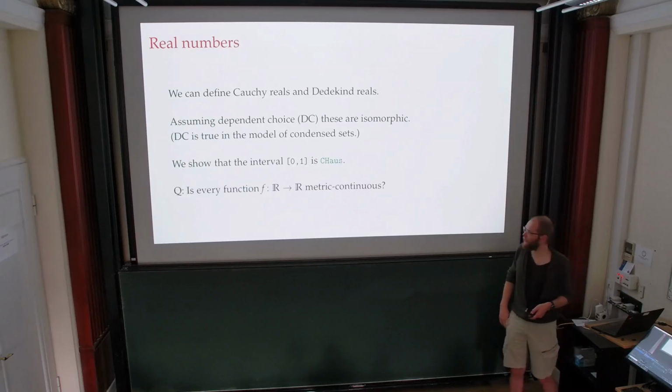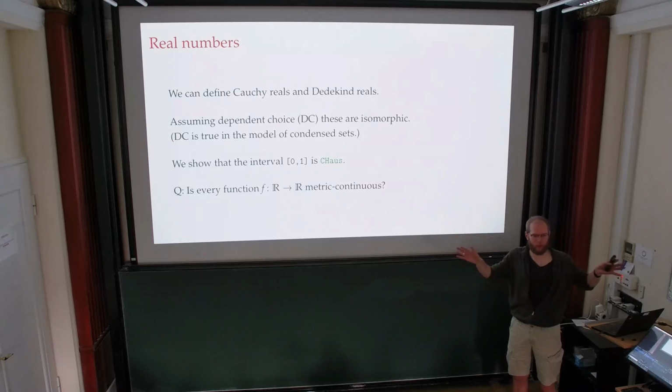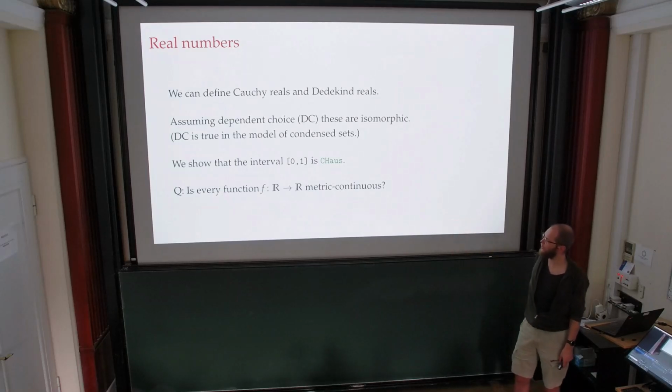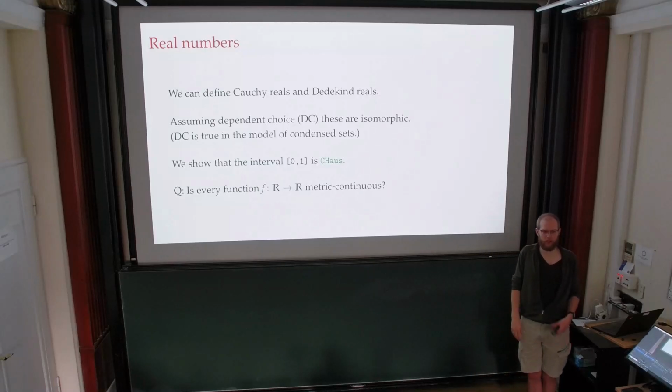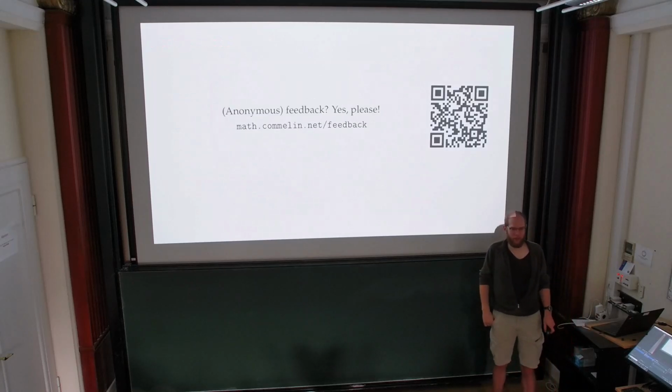And then there is a question that we haven't really answered yet, but which we're optimistic about. Every function is continuous, right? Because it's a map between condensed sets. But there's a different definition of continuity, which you can just write down as a first-order predicate with epsilons and deltas. And so, does every function from the reals to the reals satisfy that predicate? Is it metric continuous? I'm optimistic, but we haven't really sat down to actually check this. Okay. Thanks for listening.